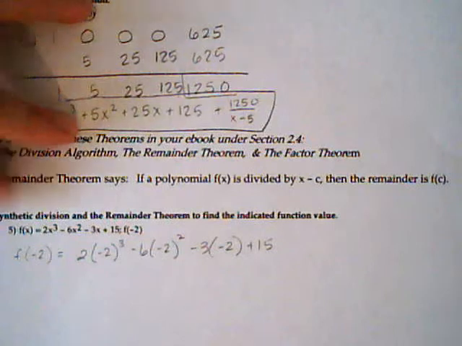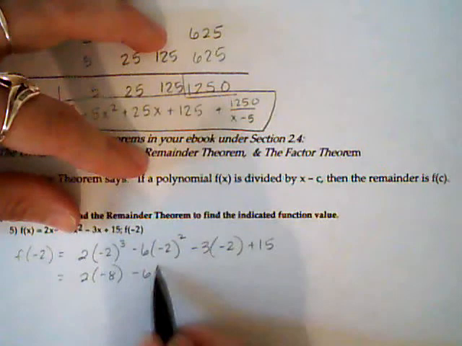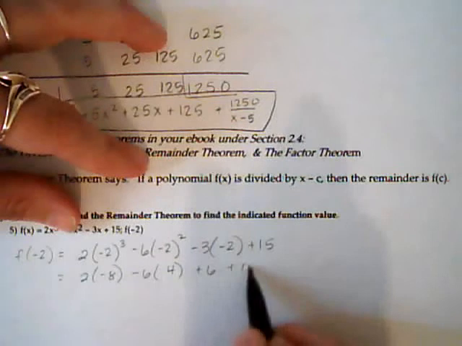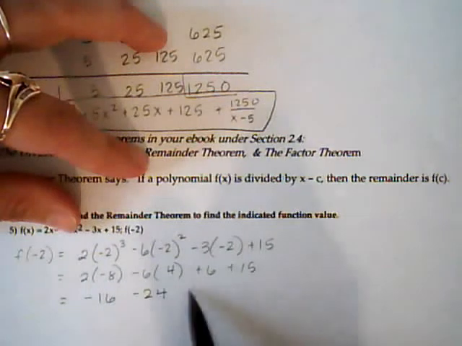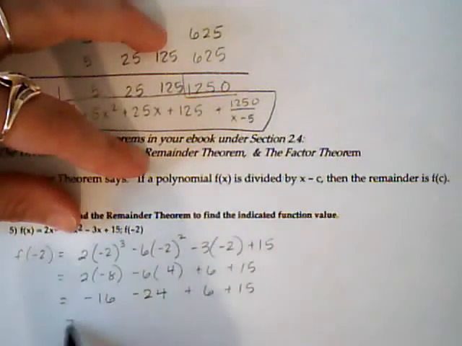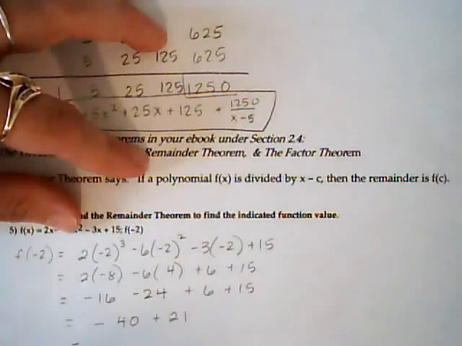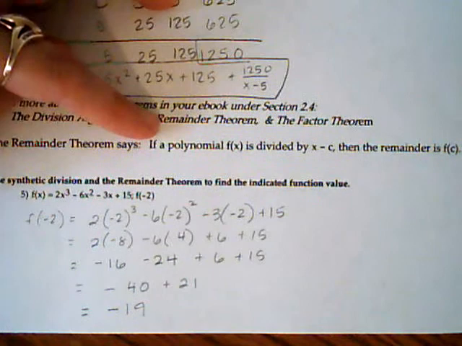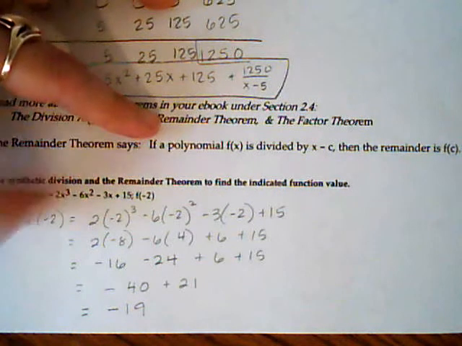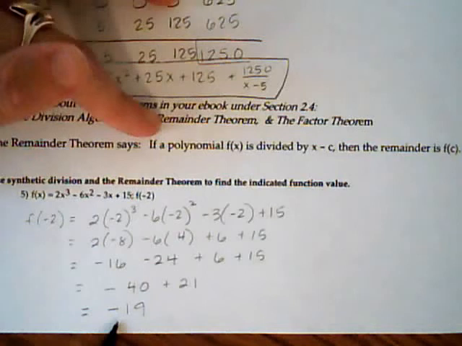Okay, so if I plug in f at -2, then I could summarize this. This would be 2 times -8, -6 times 4, plus 6 plus 15. So I would have -16 minus 24 plus 6 plus 15. Okay, so that would give me a -40. And then this would be a positive 21. So that would be, if I subtracted those, a -19. So that lets me know that the remainder, if I were to divide by x minus c, or x minus a -2, would be -19.